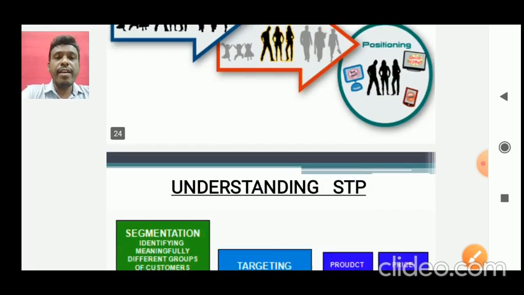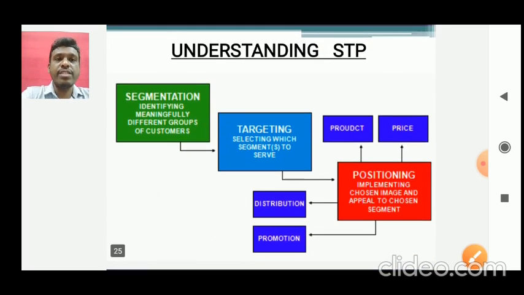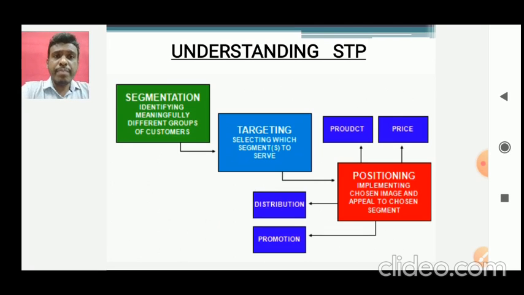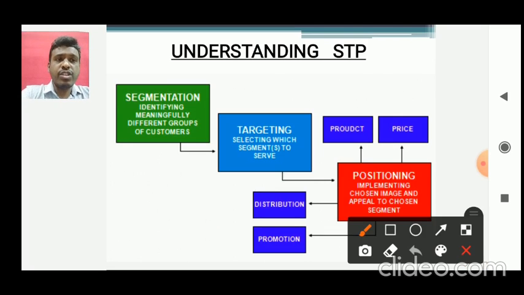Let's move ahead to the last slide and understand STP even better through some definitions. What is segmentation? Segmentation is basically just identifying meaningfully different groups of customers. We are trying to identify various groups of customers, grouping them into various classes. Then we do targeting. What is targeting? We are selecting one or maybe more than one segment at a time so that we can serve them. Then comes positioning.